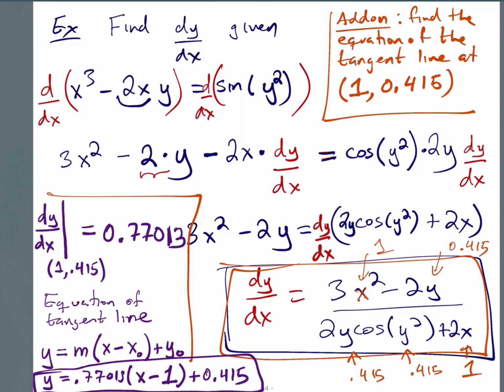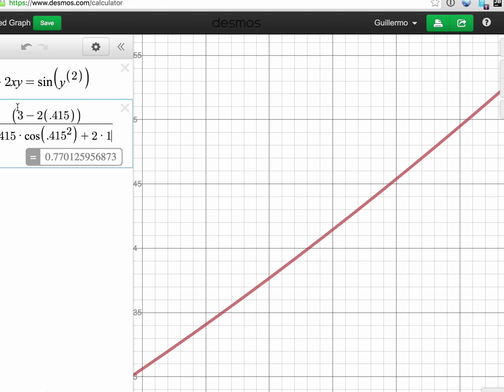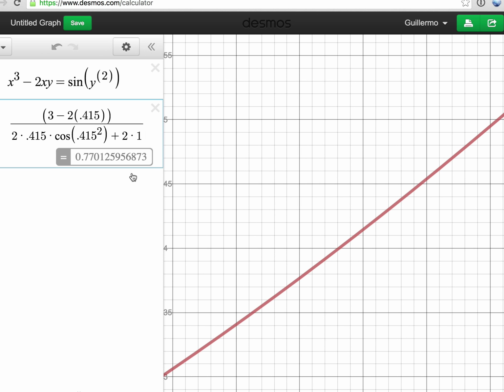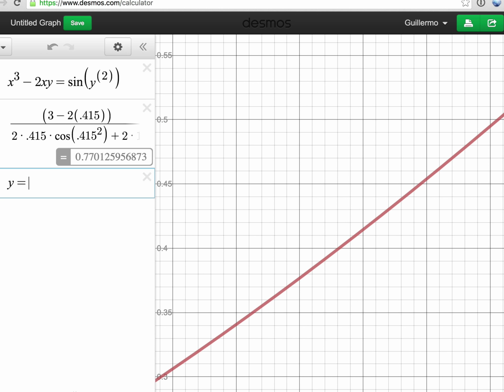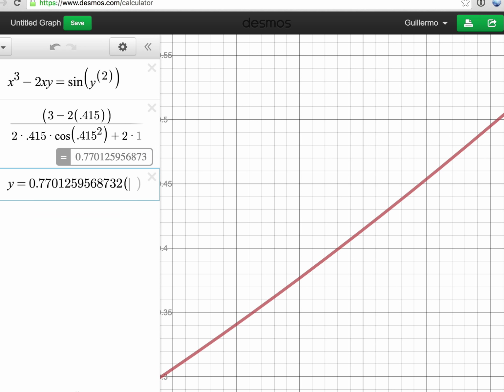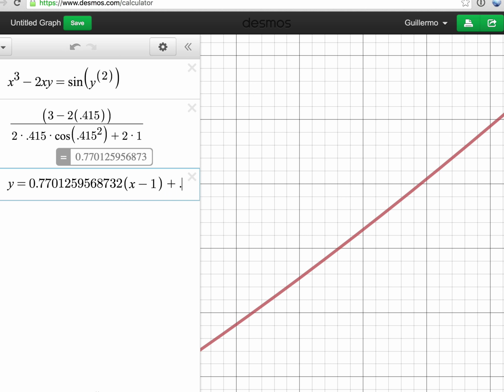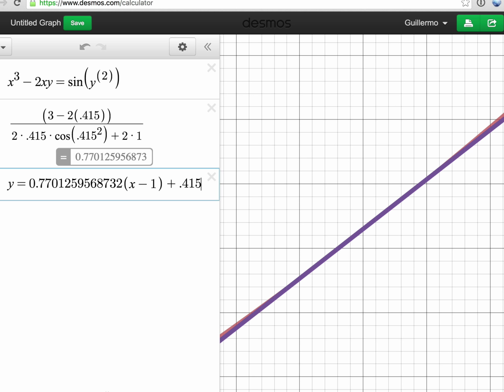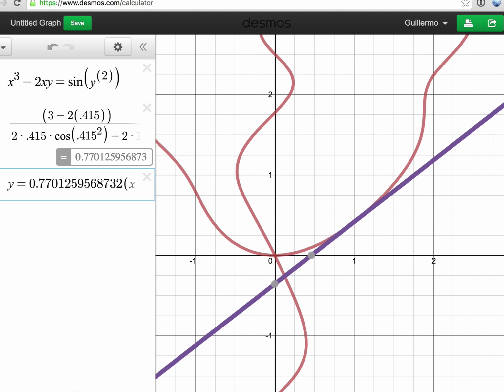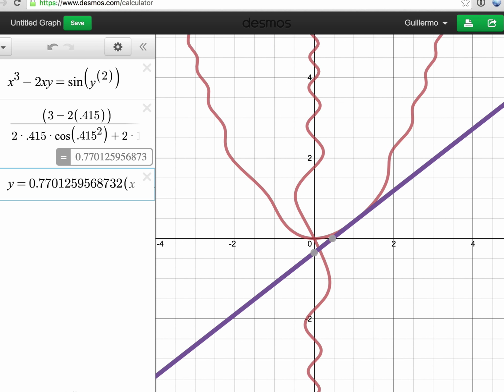We hope, right? Okay, so let's graph it. Let's see if we got it right. We better, right? So let's see. Y is equal to 0.77 times x minus 1 plus 0.415. Oh, snap. Look at that. Beautiful. Beautiful.